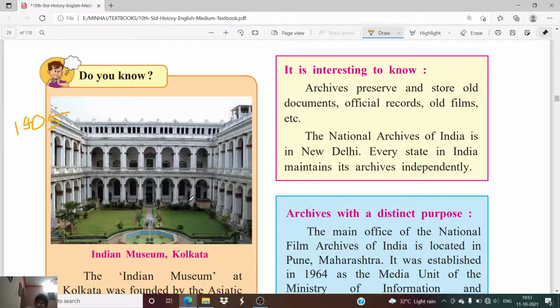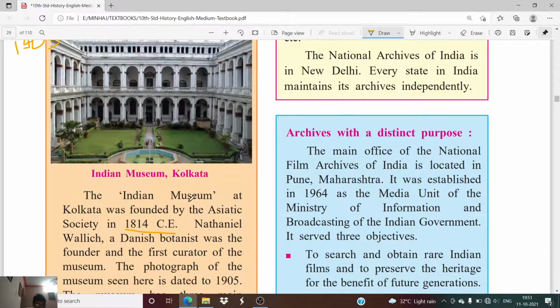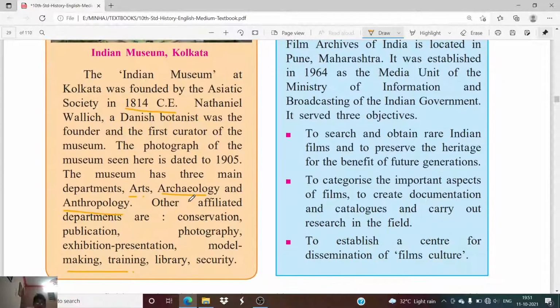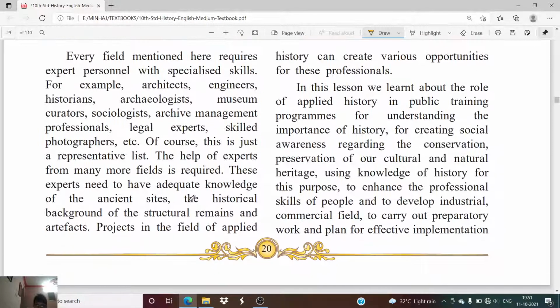And we have to preserve all these monuments and historical sites. What is the reason behind preserving them? So that our future generations will also enjoy this tradition and will also get this knowledge from all these historical sites and monuments.